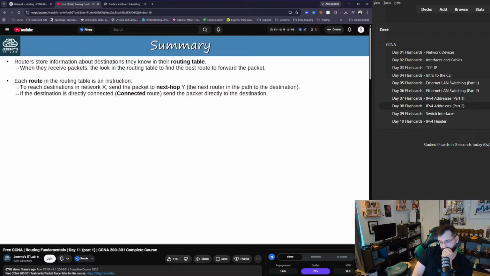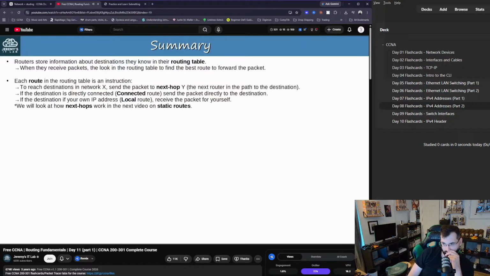Connected routes say, if the destination is directly connected to this router, send the packet directly to the destination. Or if the destination is your own IP address, receive the packet for yourself. This is how a local route works. Anyway, the point is that the routing table is a set of instructions for the router, telling it how to forward packets. In the next video, we will look at how next hops work when we learn about static routes.